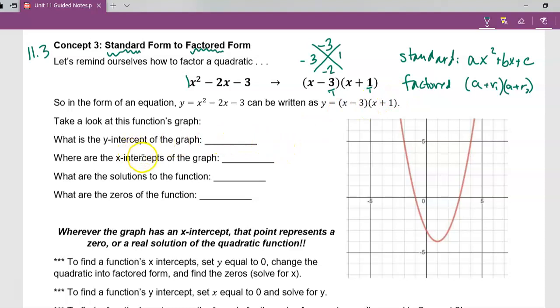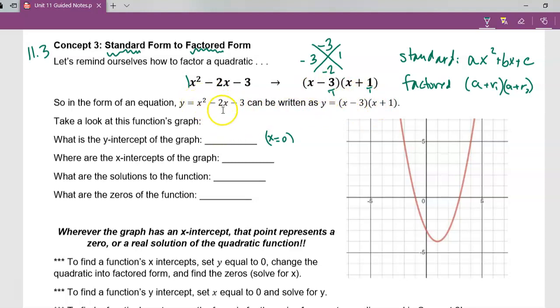So the first thing we want to do here is find the y-intercept of the graph. So remember, anytime you're trying to find the y-intercept, you're going to plug in 0 for x. Okay, so I'm putting that in parentheses here. Plug 0 in for x. You can do it to either form. It doesn't really matter. They're both the same. So let's do it in this first form.